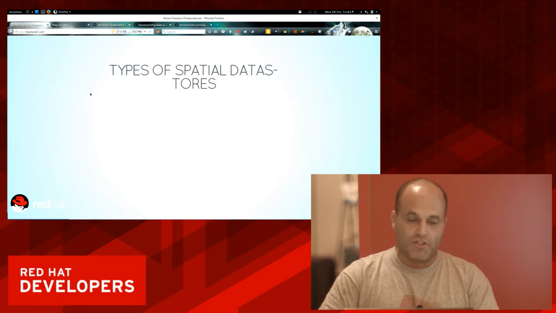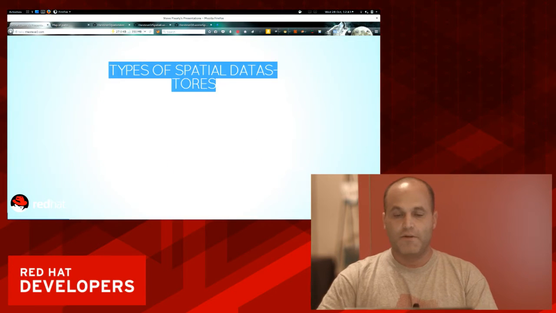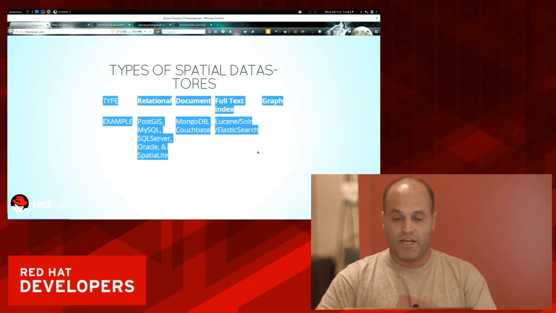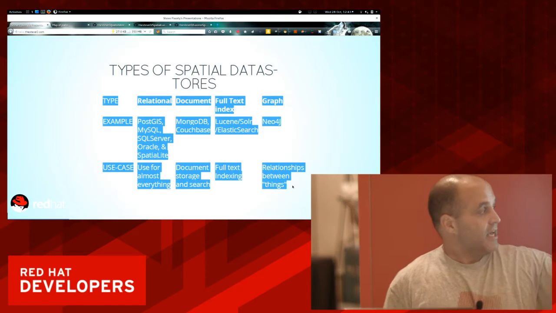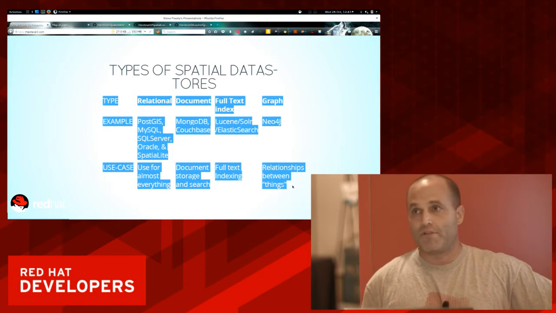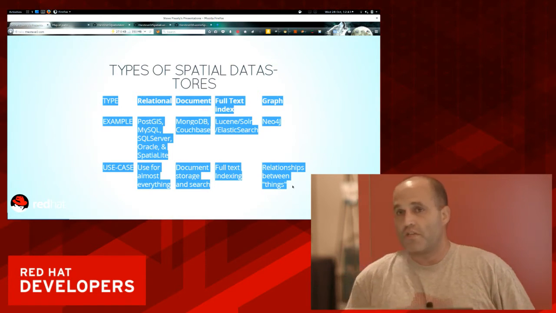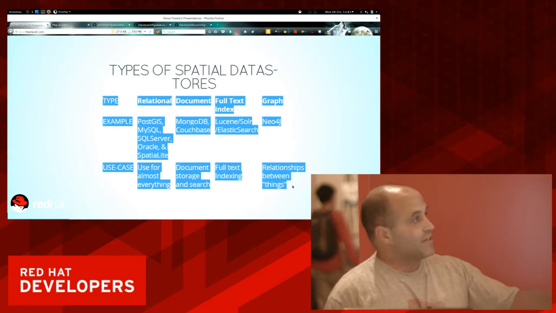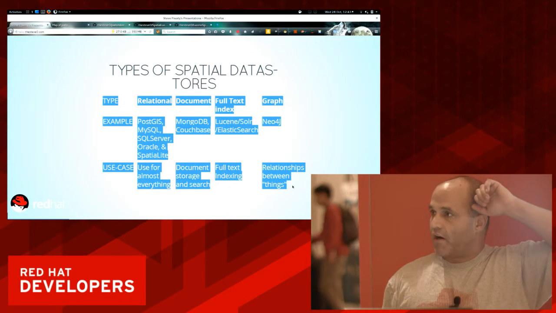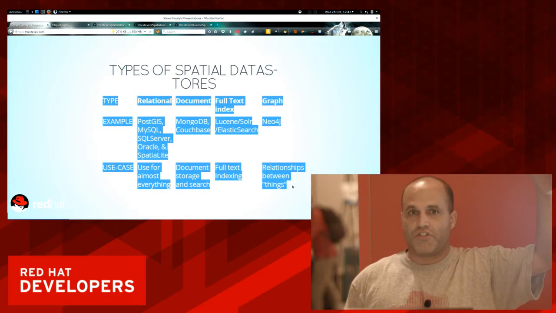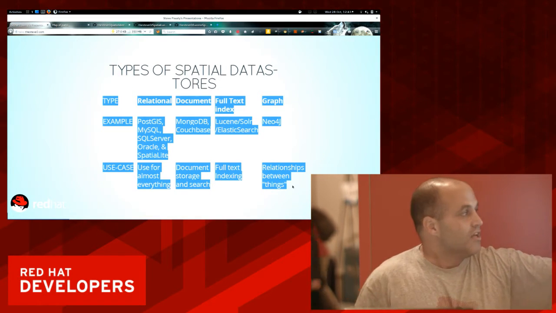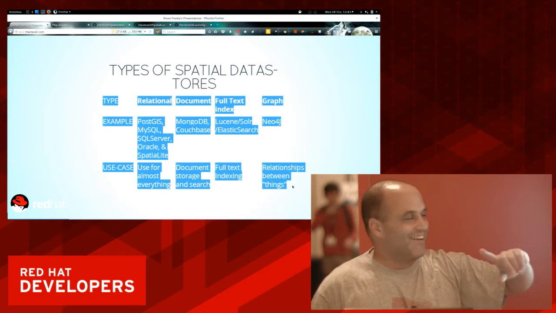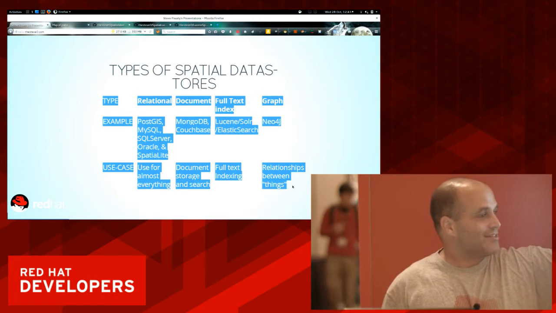So, the types of spatial data stores. I need to fix my CSS. There are several types of spatial data stores out there. Across the top, you'll see the different types, there's an example on the next one, and the bottom is the use cases for where they're typically used, even without spatial. For example, we have relational data stores. We're at Oracle OpenWorld also. Anyone heard of relational databases? Anybody? No? Okay, so before your time.